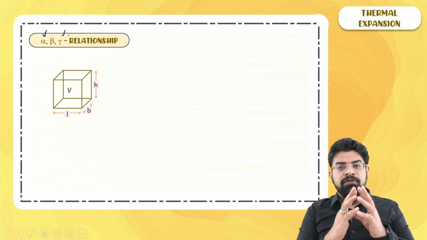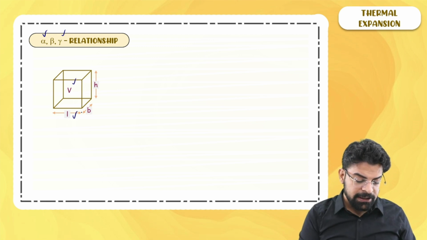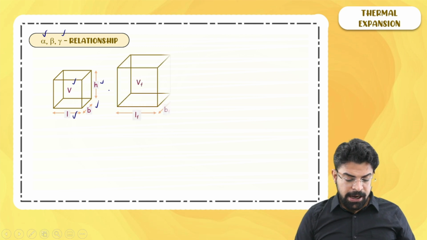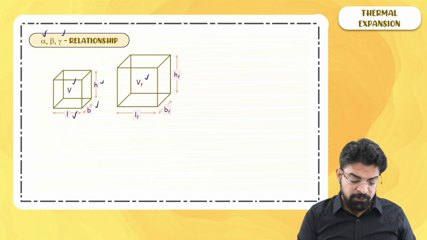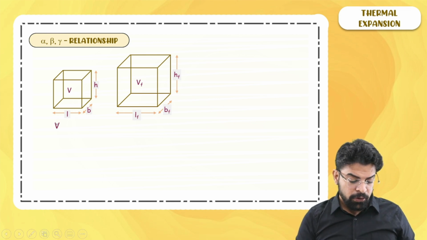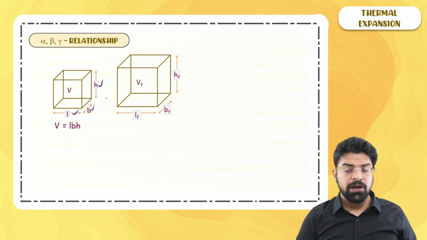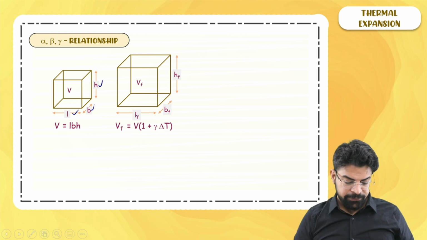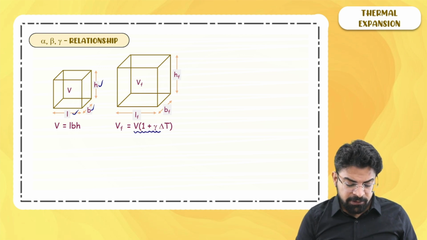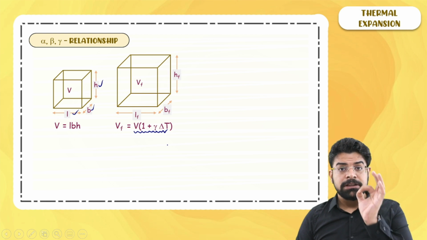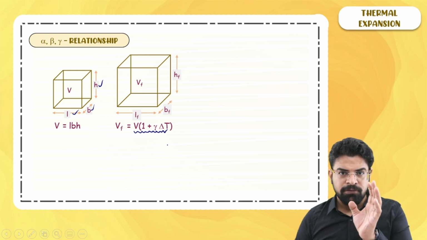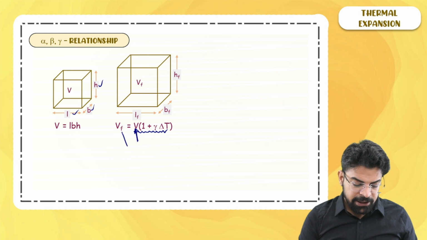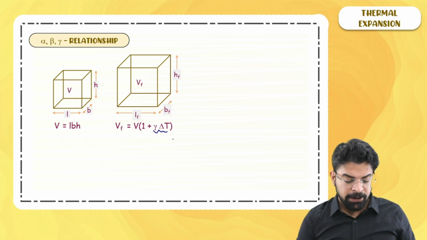So now think of a 3D object having a volume V, length L, width B, height H. And on heating, let's say the volume becomes V final, the length final, width B final, height H final. So you can say the original volume has to be equal to LBH and the final volume has to be final length into final width into final height. Now one can even write the final volume using 1 plus gamma delta T. If the original volume is V, then after heating the final volume has to be V into 1 plus gamma delta T.